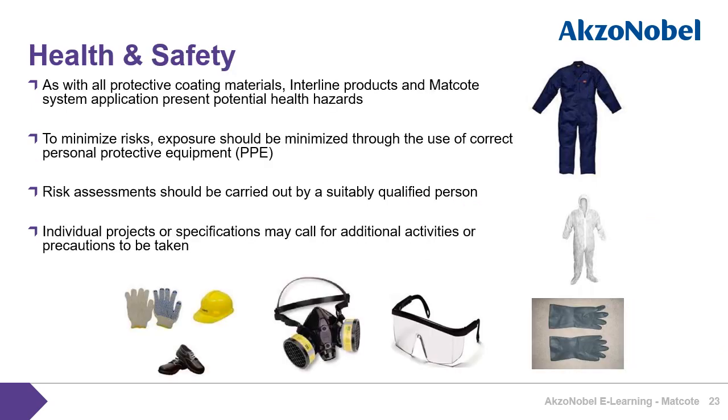In addition to ventilation, it's very important that the right personal protective equipment, or PPE, is used when applying the Matcote system. To minimize risks, exposure should be minimized through the use of the correct PPE. Risk assessments should be carried out by a suitably qualified person. An individual project or specifications may call for additional activities or precautions to be taken. However, typically, this would include the right mask, a hard hat, the right gloves, safety glasses or goggles, coveralls, a disposable suit, safety shoes, and maybe earplugs.